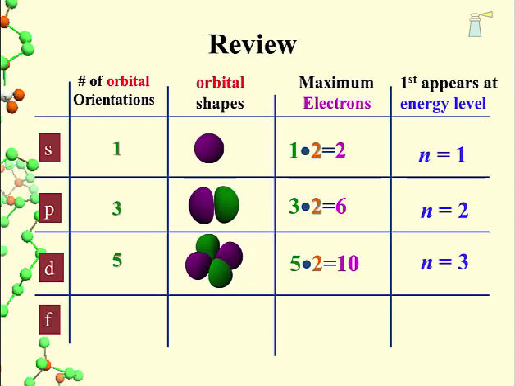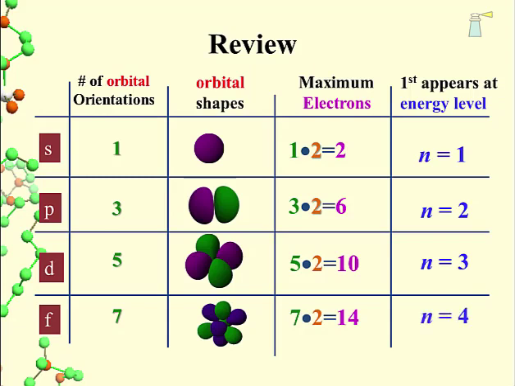And finally, the f orbitals. There are 7 orientations. Like the d orbitals, we will consider them as multi-lobed. Finishing up, 7 orbitals can hold up to 14 electrons, and we don't find f orbitals until the n equals 4 energy level.